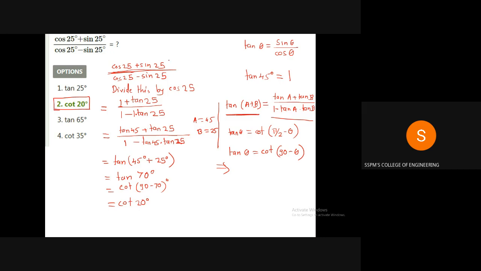So you have to remember that whenever the question is given in this form, where the numerator has addition of two terms and the denominator has subtraction of two terms, you will try to convert them into tangent in order to use this formula. Remember this.